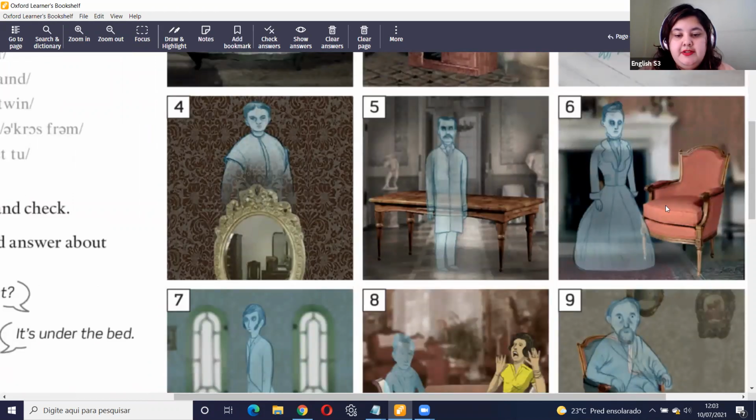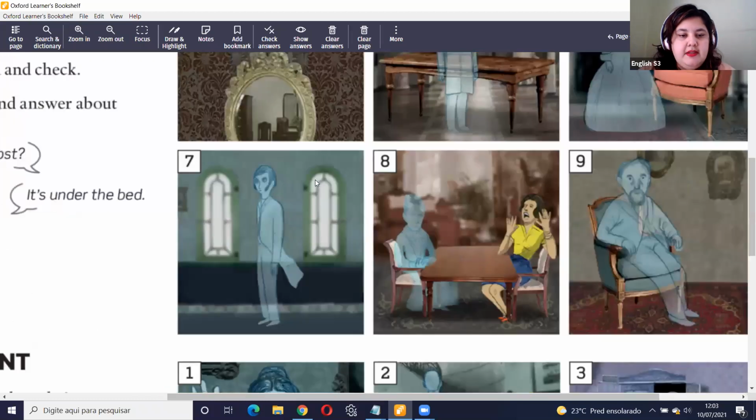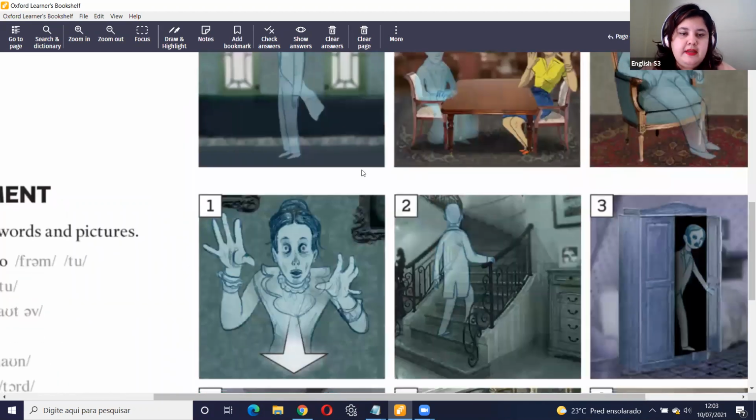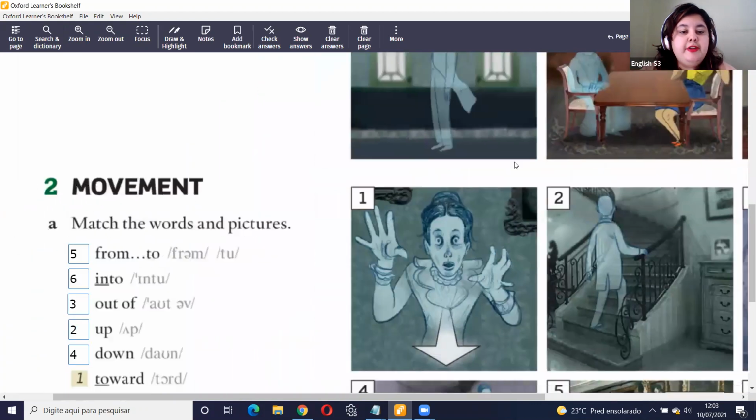6, the ghost is beside, next to the chair, do lado. 7, the ghost is between the windows. Number 8, the ghost is across, face to face with the woman. Number 9, the ghost is on the chair, he's sitting. And that's it. Now, if we talk about prepositions of movement, we generally talk about go, come, verbs of movement as well.